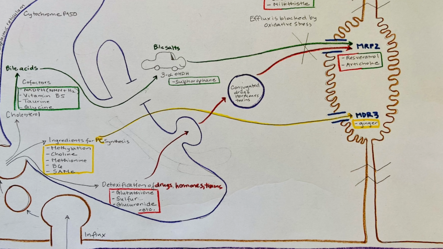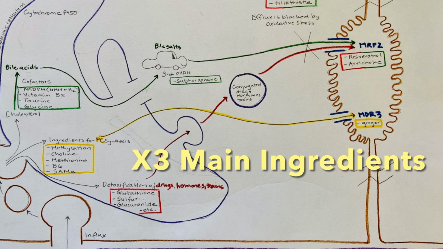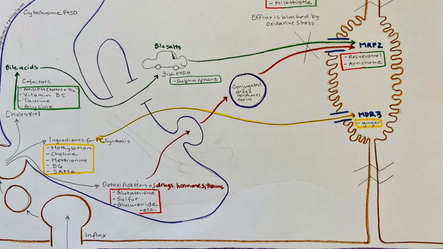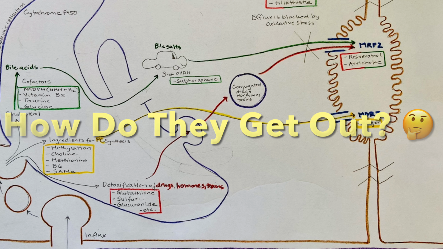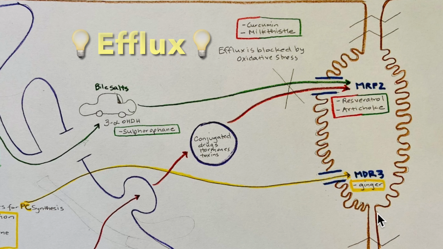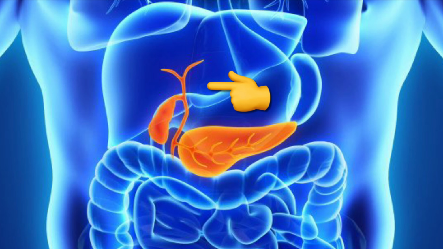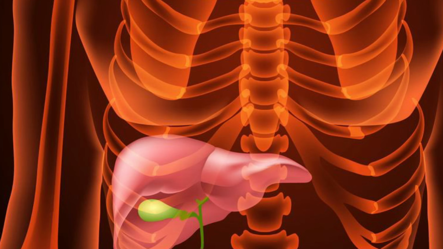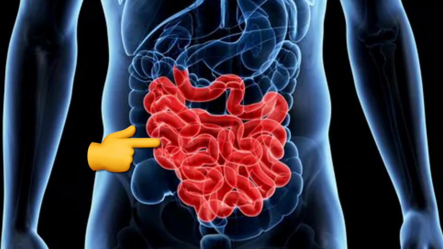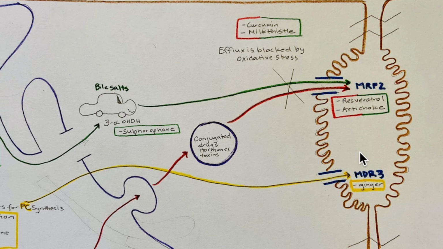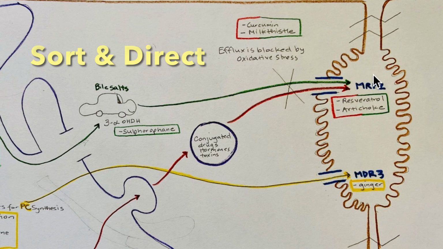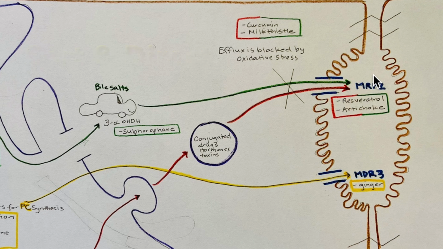Now that we have a sense of the 3 main ingredients in the bile, we can consider how these components exit the liver cell. Efflux or excretion from the cell into the bile ducts that eventually empty into the gallbladder and then the small intestine is very tightly regulated. Channels line the outer wall of the bile duct, and these sort and direct each component of the bile as it exits the cell.